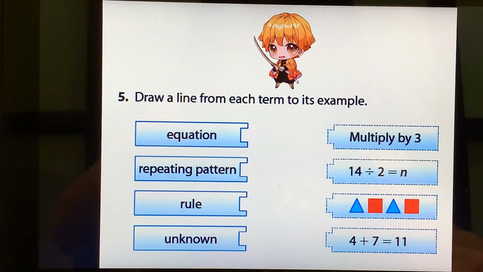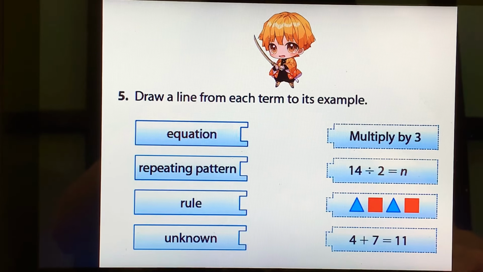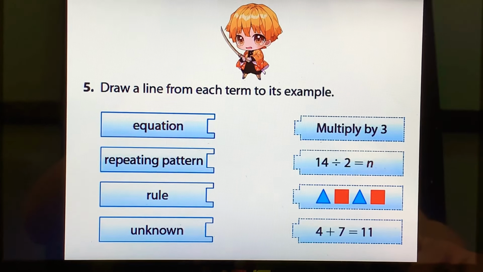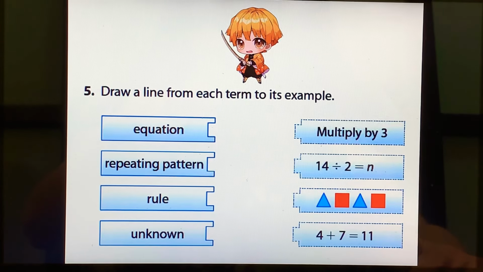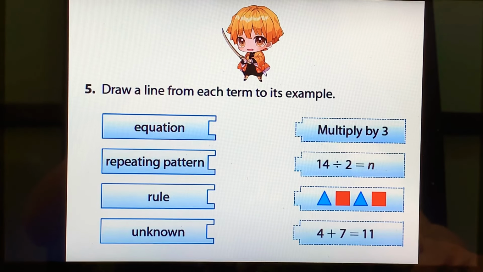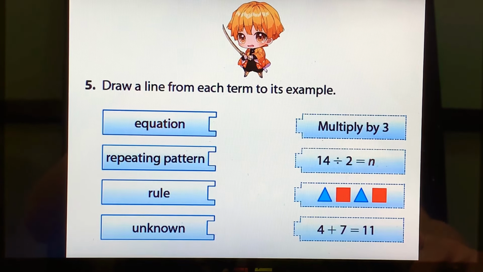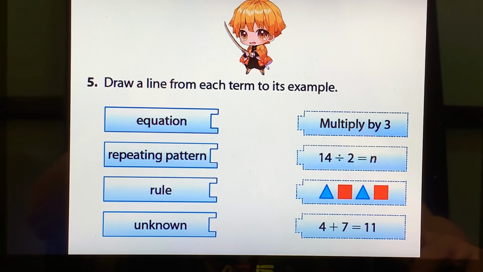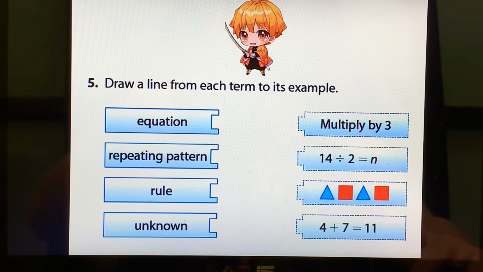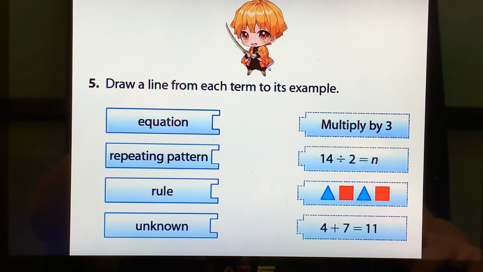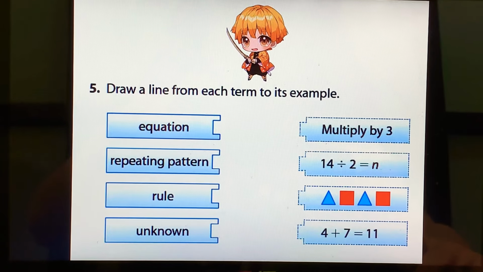Draw a line from each term to its example. Equation. Which one is an equation? Repeating pattern. Which is an example of repeating pattern? Rule. Which is an example of rule? Unknown. Which is an example of unknown? Let's move on.